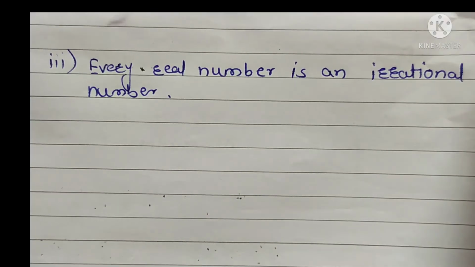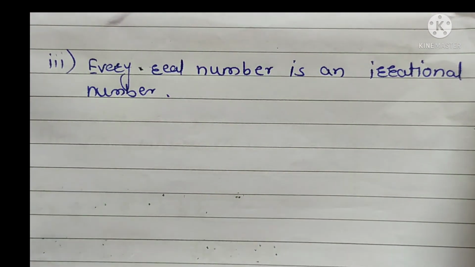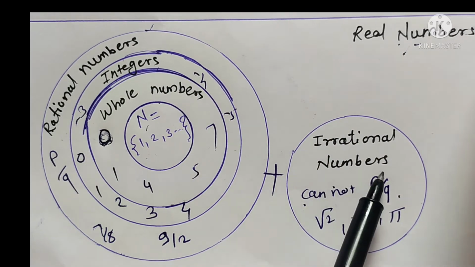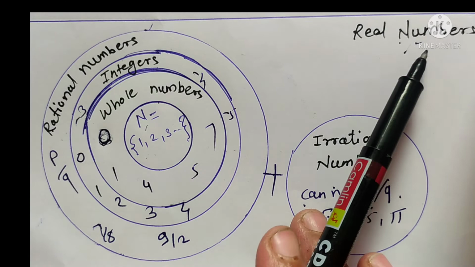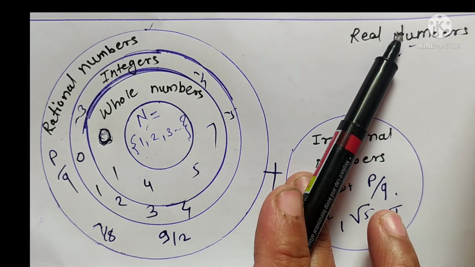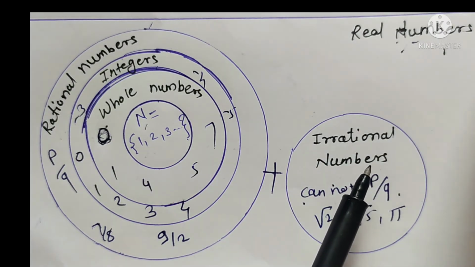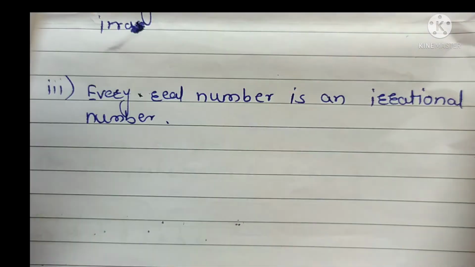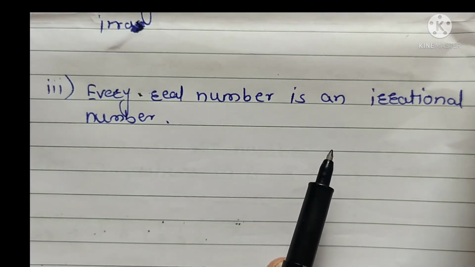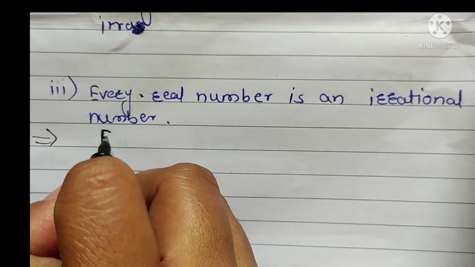Now the third statement is: every real number is an irrational number. Real numbers are the combination of rational numbers as well as irrational numbers. That means every rational number is a real number, every irrational number is a real number, but every real number cannot be a rational number, or every real number cannot be an irrational number. So this statement is false, because every real number is not an irrational number; it can be rational also. So we write the answer as: this statement is false.